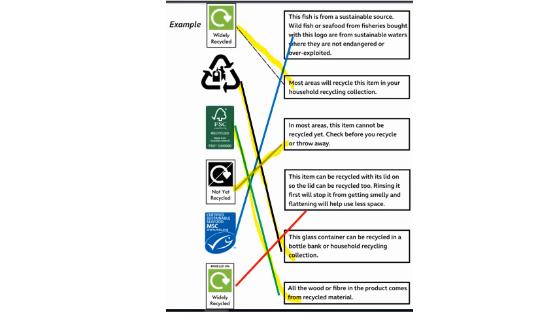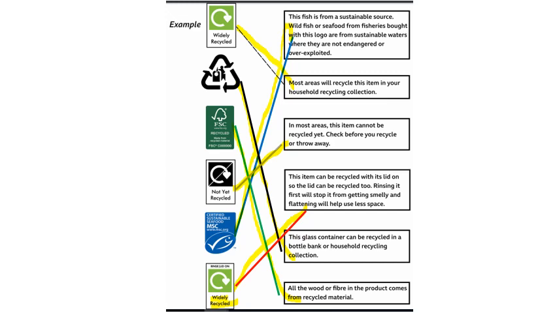This one's got a clue because of the little picture there, that's a fish. So that one goes up to here. This fish is from a sustainable source. Wild fish or seafood from the fisheries bought with this logo are from sustainable waters where they are not endangered or overexploited. And then the last one here says widely recycled, you can see it. And it says this item can be recycled with its lid on, so the lid can be recycled too. Rinsing it first will stop it from getting smelly, and flattening will help to use less space. Okay?